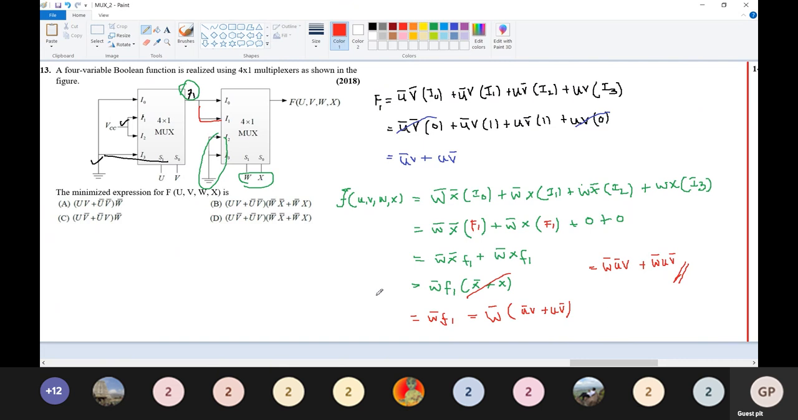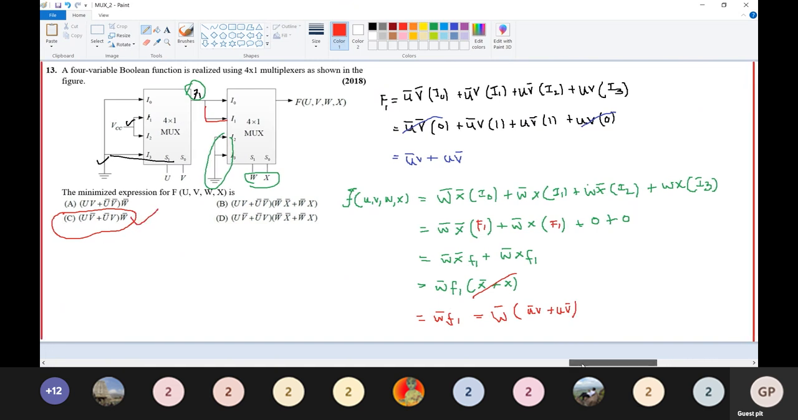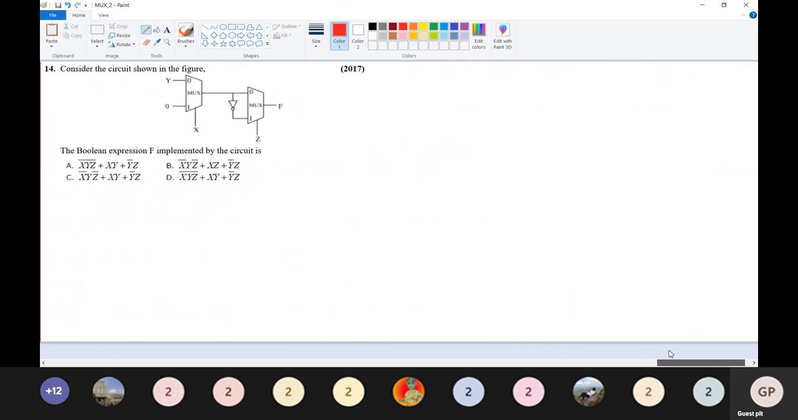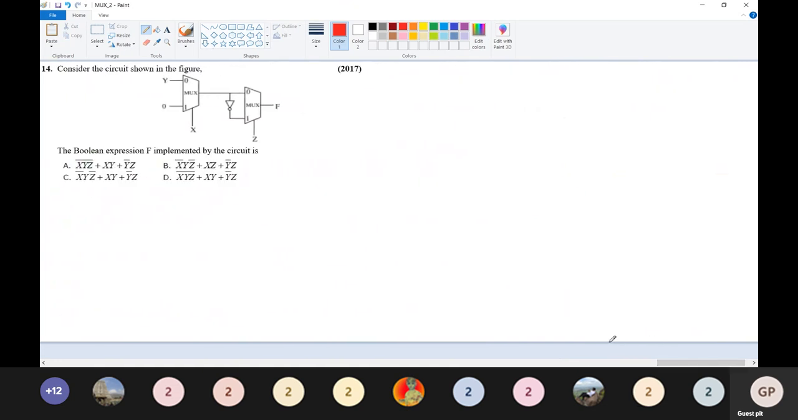Which matches up with, this is the answer here: W dash into U V dash plus U dash V. C is here. So the answer is matching with option C. So now we'll see one more problem.